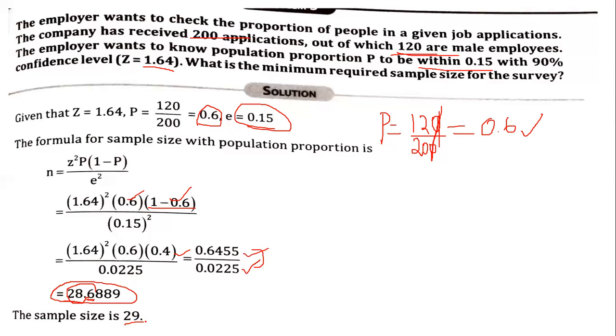So if the sample size is 29, then the population proportion P will be within 0.15. Okay, I'll repeat that again. If the sample size is 29, that is the minimum sample size. If that is 29, then the population proportion will be within 0.15, and we are saying that with 90% confidence level.